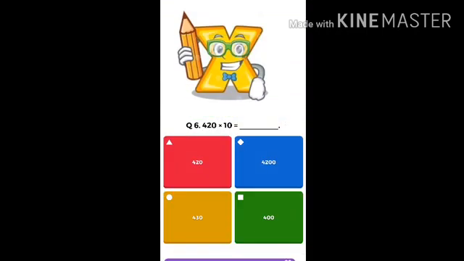420 multiplied by 10 is equal to what? Again the same rule, multiply by 10. Put 0 at the ones place and 420 will move to the left. So the answer is 4200.